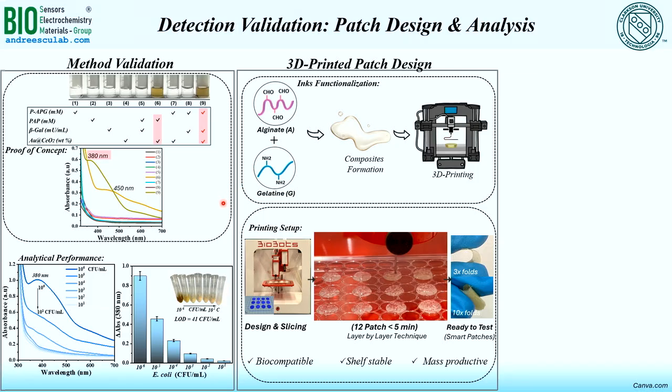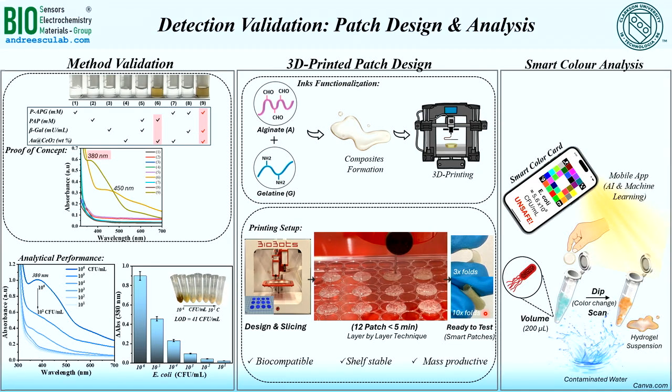Once the optimization is done, here you can see a 3D printing setup of our design patch. Once printed and dried, you can see a very nice thin film. So the designed patches are shelf stable and mass producible, which means that you can print almost 12 patches in less than 5 minutes.